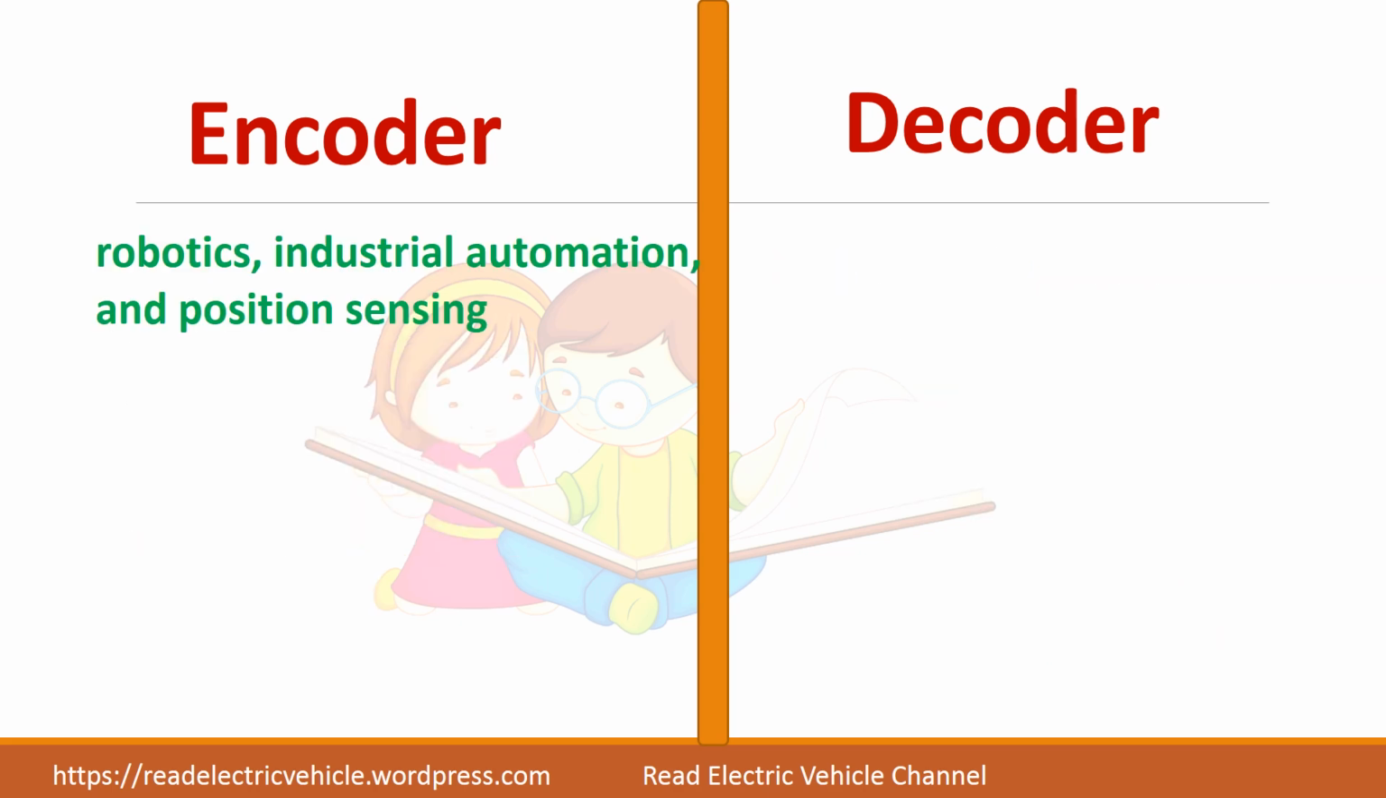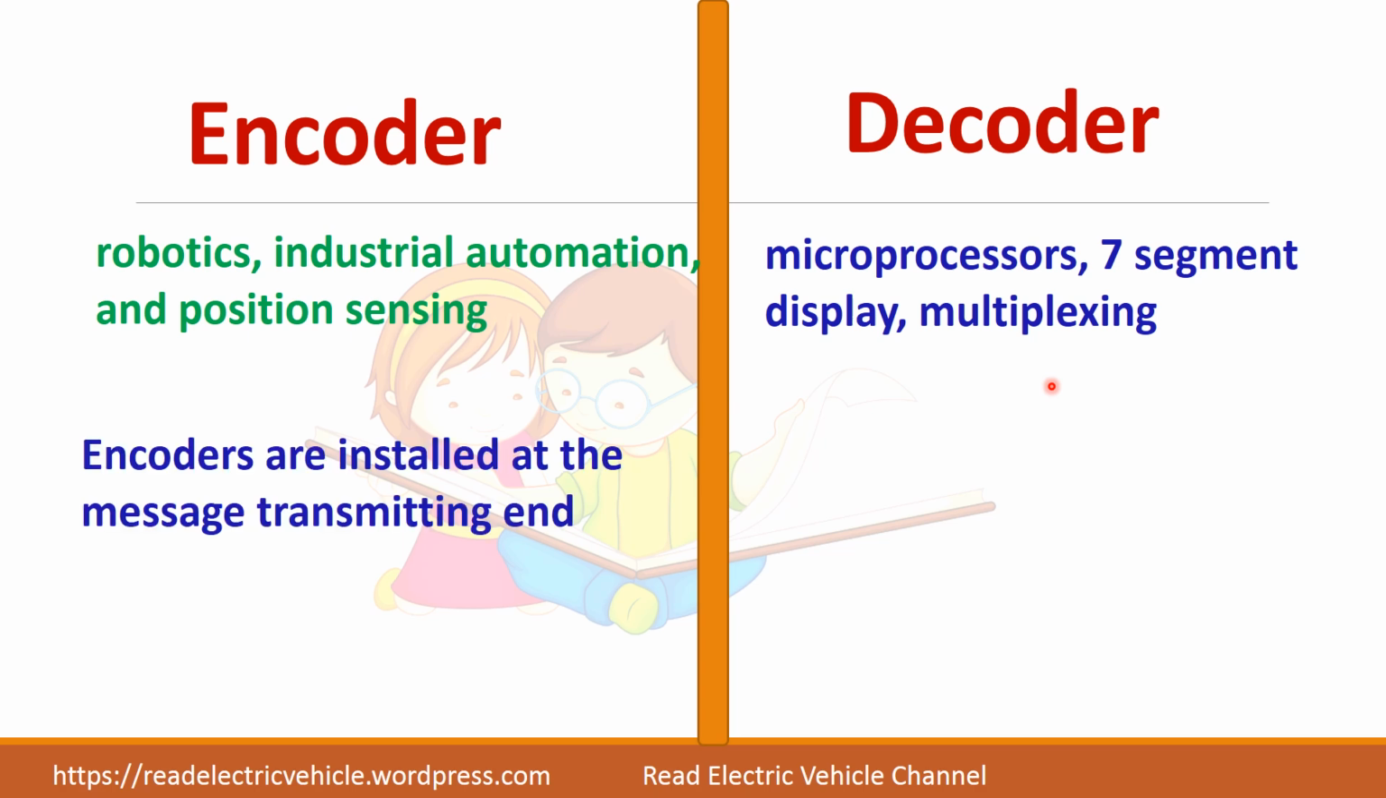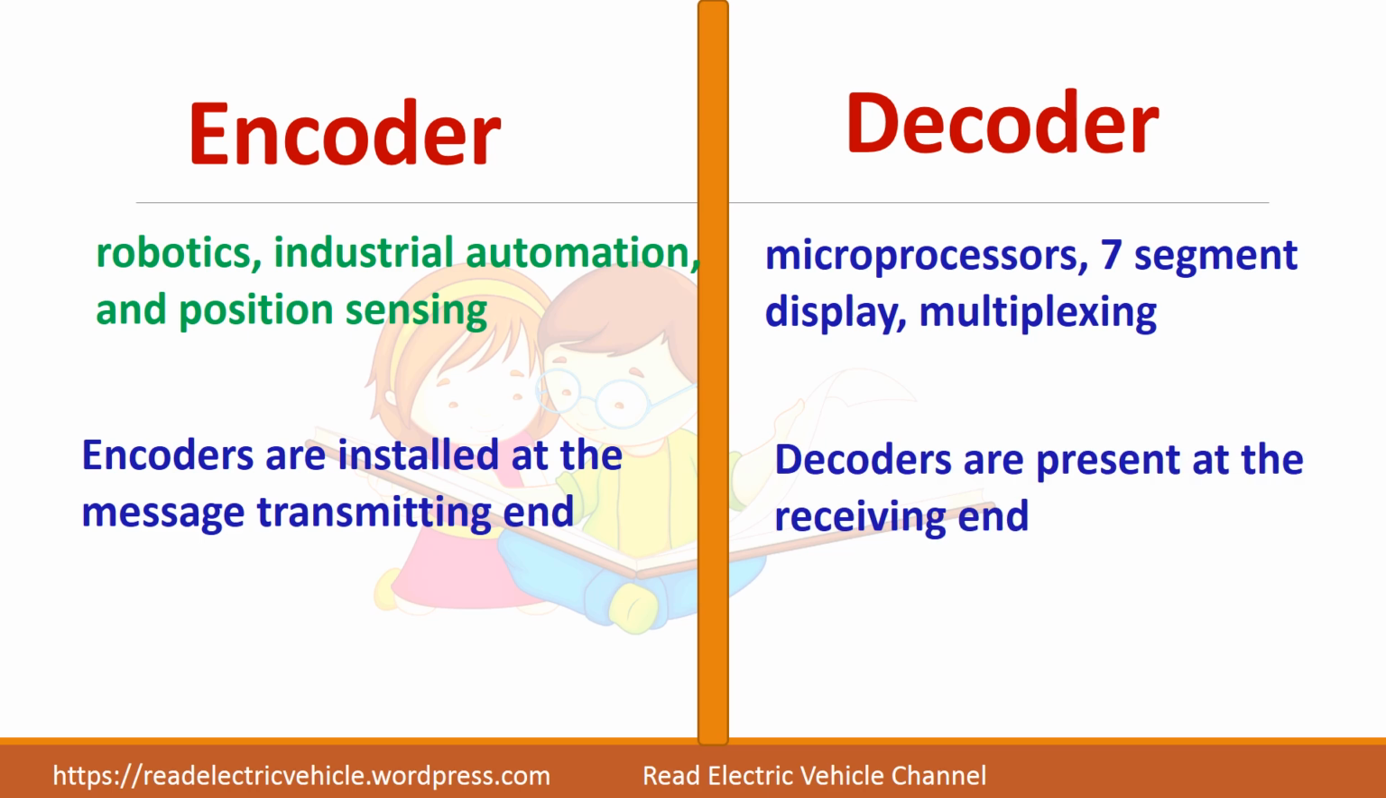Encoders are mostly used for robotics, industrial automation and position sensing, especially to measure the position of the rotor, they use an encoder. Decoders are used in microprocessors, 7-segment displays, multiplexers, everything. Encoders are installed at the message transmitting end, while decoders are present at the receiving end. Encoder is a simple process, while decoder is somewhat complex compared to encoder.